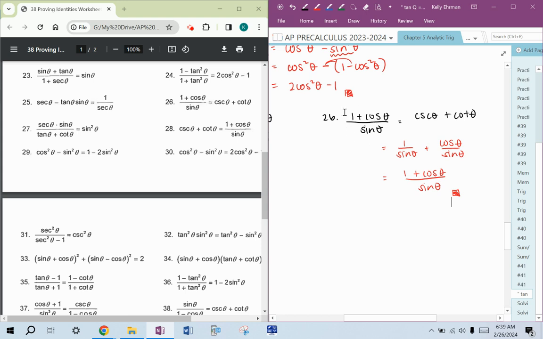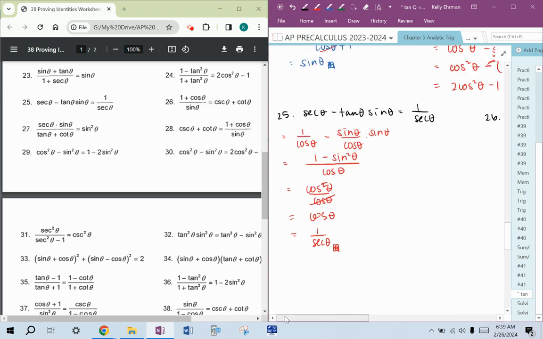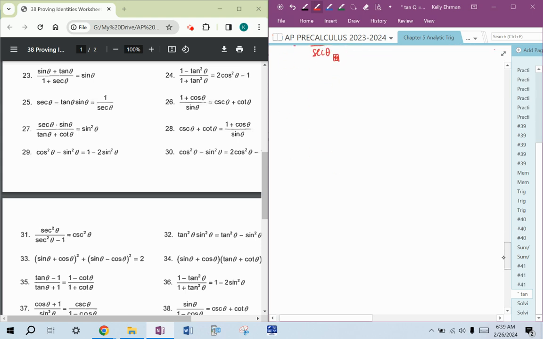And if we did it the other way, Hart method, 1 over sine plus cosine over sine would have been the same thing. We would have said equals cosecant plus cotangent. All right, 27. Secant theta times sine theta over tangent theta plus cotangent theta will equal sine squared theta.